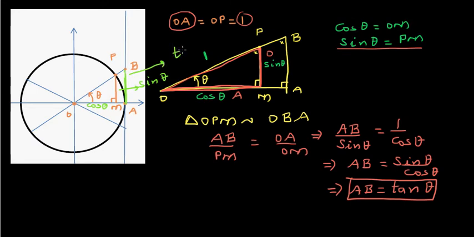So using symmetry, if AB is tan theta, let's say this is B dash. So this side AB dash is going to be minus tan theta. And minus tan theta is also tan of minus theta. Okay, I'll come to that.